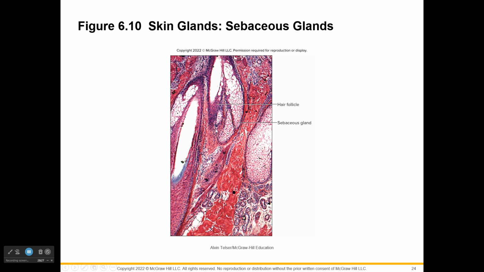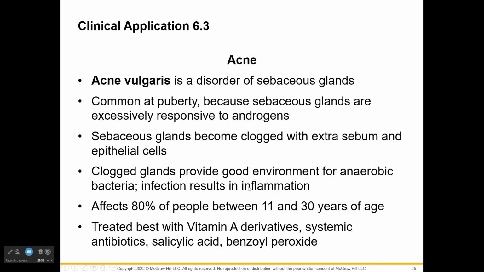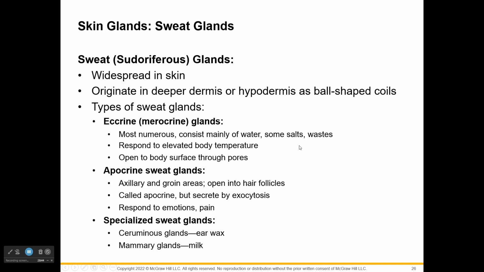And so here is a piece of a hair follicle, and this big glandular structure right here is that sebaceous gland. And then if you've dealt with acne, you might want to pause and read about that, but it won't be a big part of your test, or much, if any, of it.